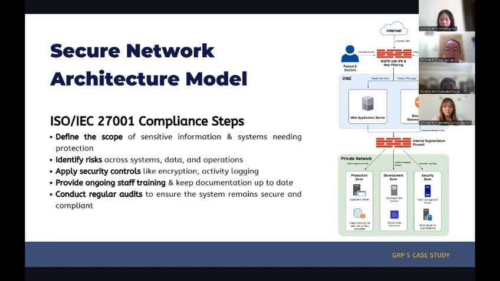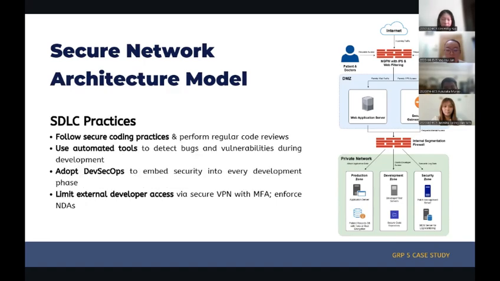Next. Last part is the SDLC practices. We need to follow secure coding practices and perform regular code reviews using automated tools to detect bugs and vulnerabilities during development. Adopt DevOps to embed security into every development process, using automated compliance checks before deploying to production. Last is to limit external developer access by secure VPN, VMware, MFA, and fixed DNS.